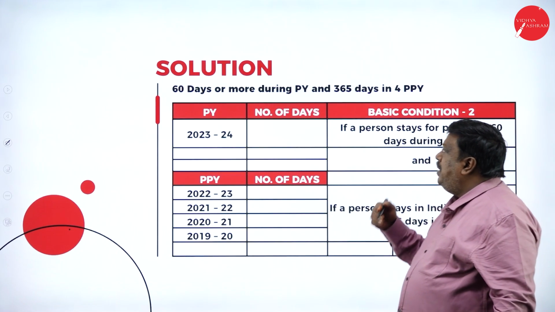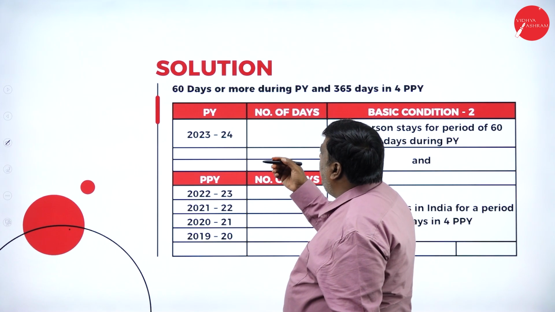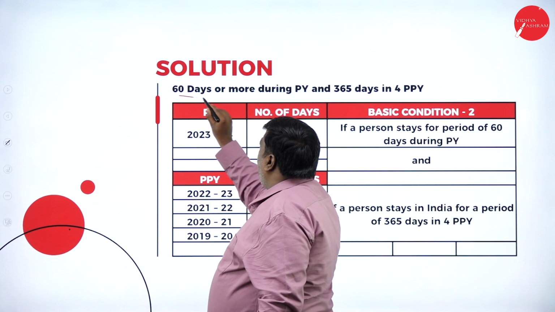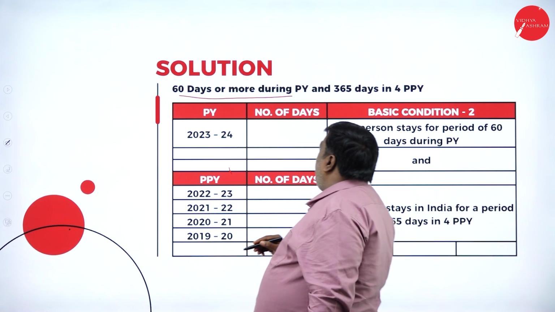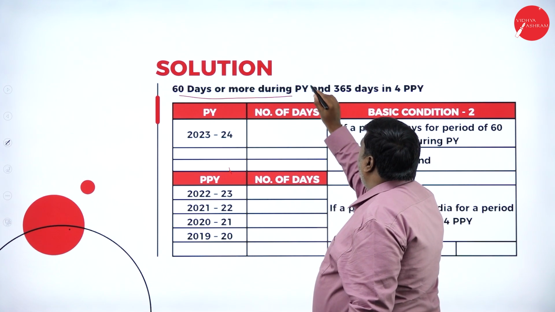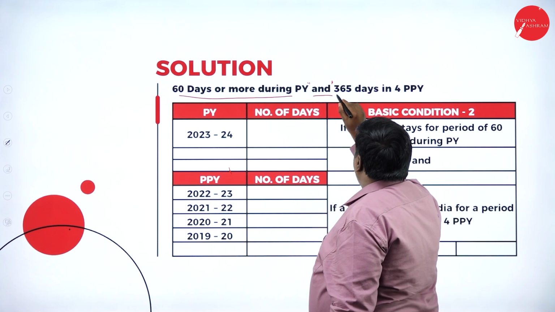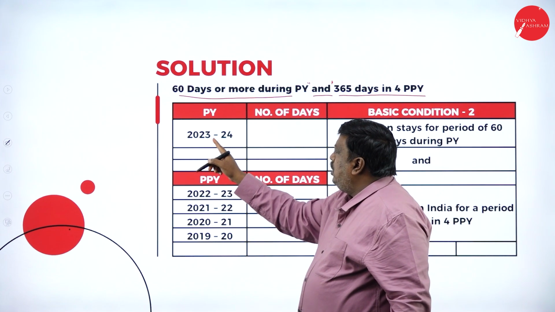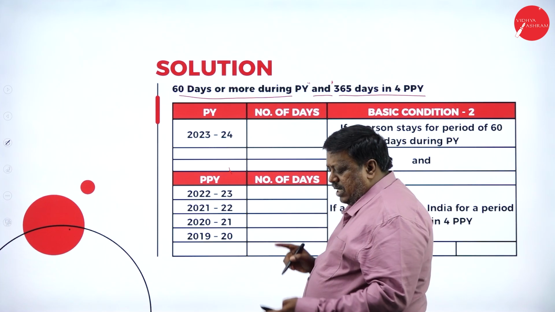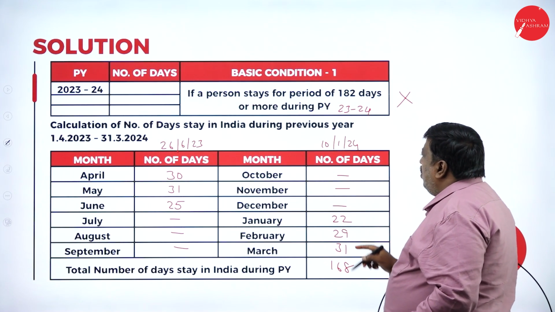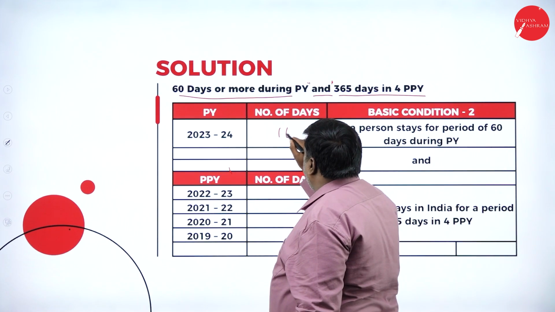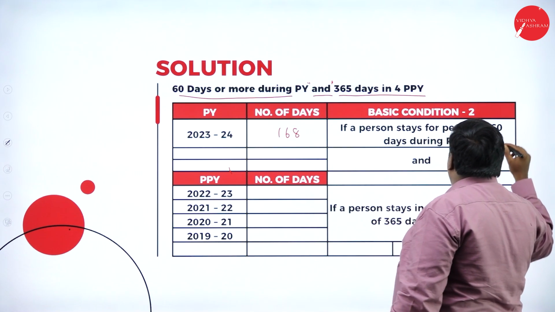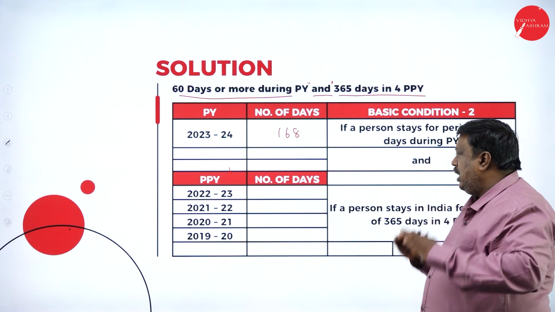Now, what is my second basic condition? Here we have two things. One, first part is I should be there for 60 days during previous year, and we have here and 365 days in 4 preceding previous year. So means in 2023-24 I should be 60 days. So how many days am I here? For a period of 168 days I was in India. So I've satisfied this part. Half of the basic condition is satisfied.